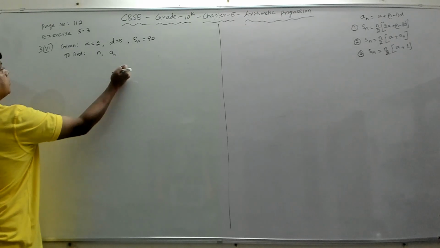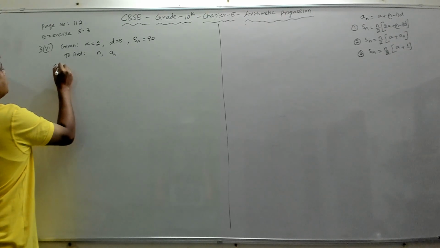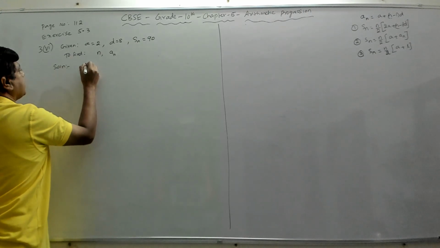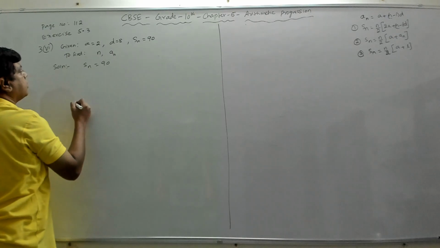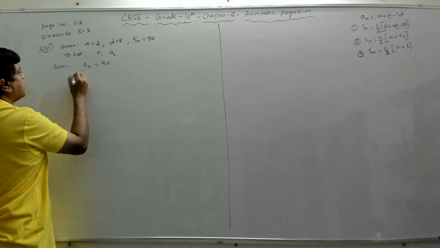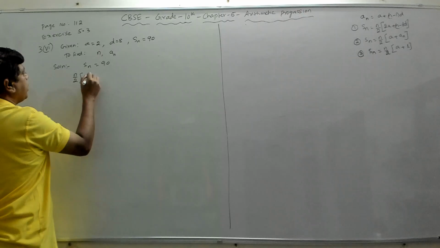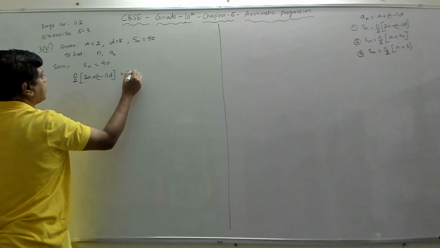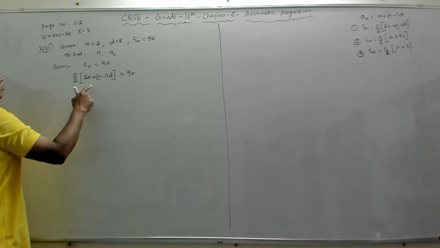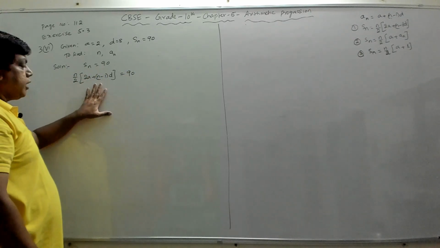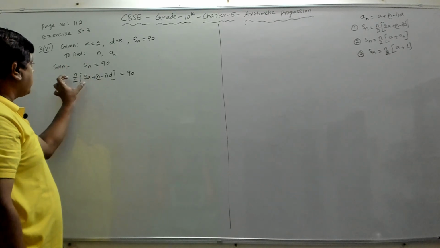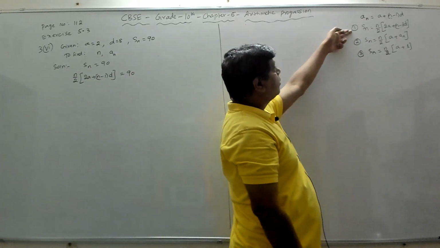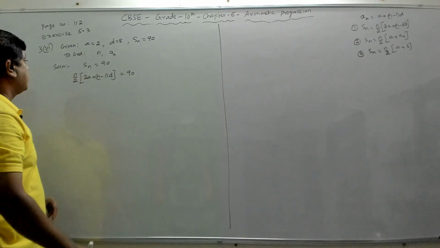Now again, solution. So the only equation that we can use is Sn. Sn is 90, they have given. And what is the Sn formula? Sn is n by 2 into 2a plus n minus 1 into d. That is your Sn formula, equal to 90. We don't know n, but we can substitute a and d. We'll use the first formula of Sn.